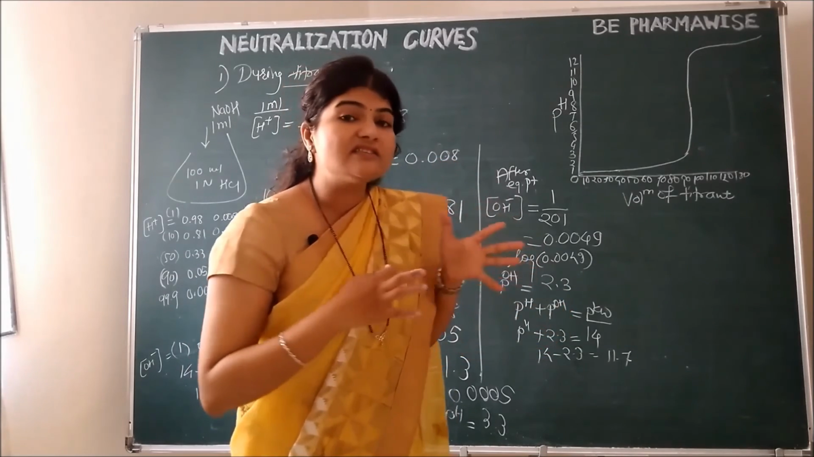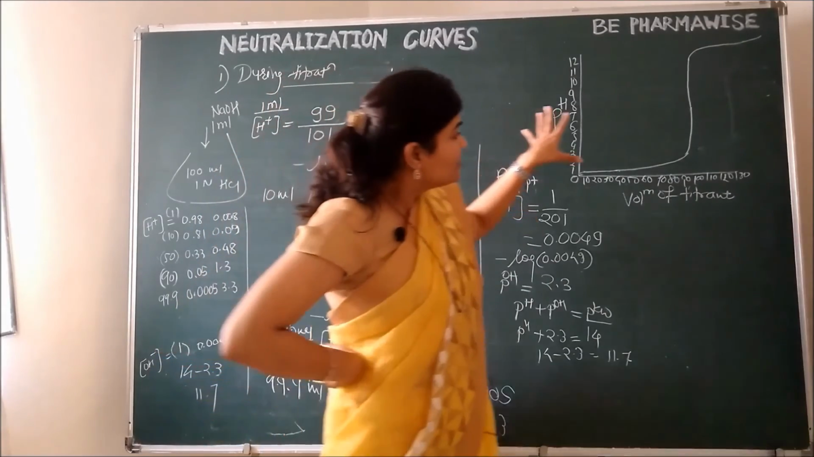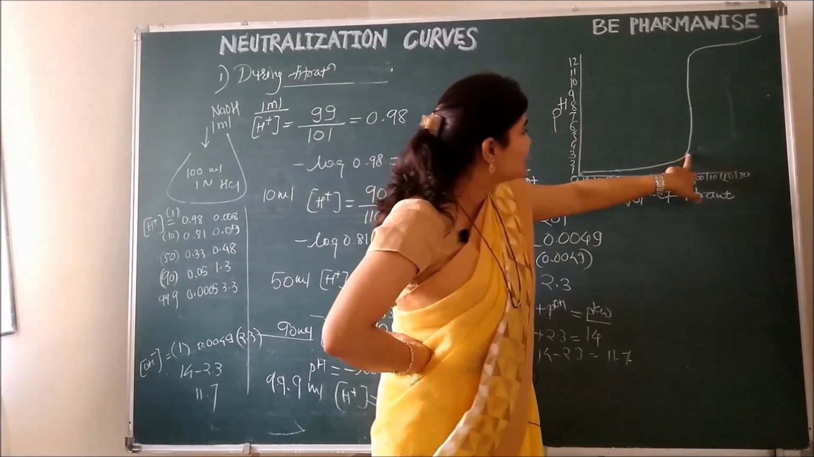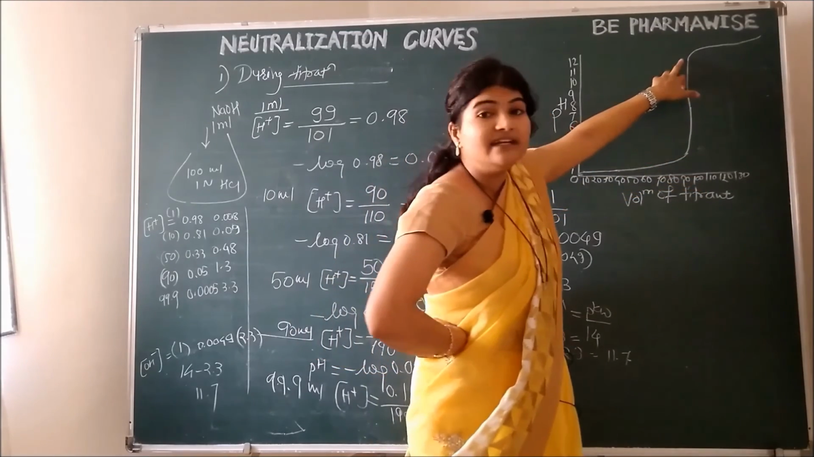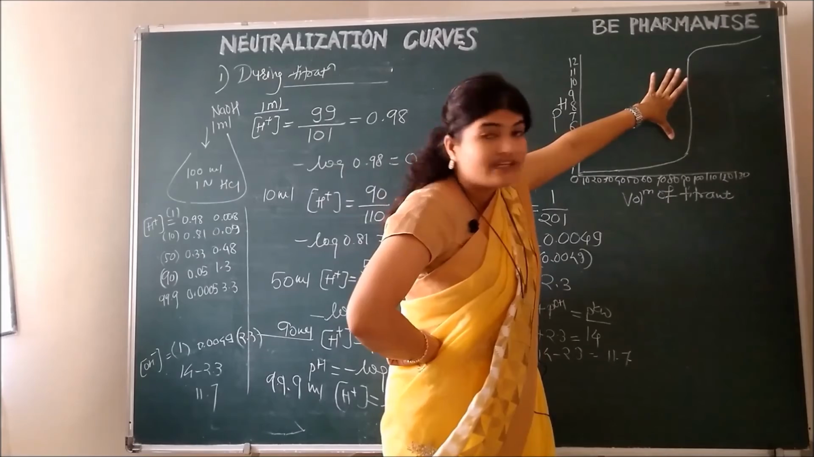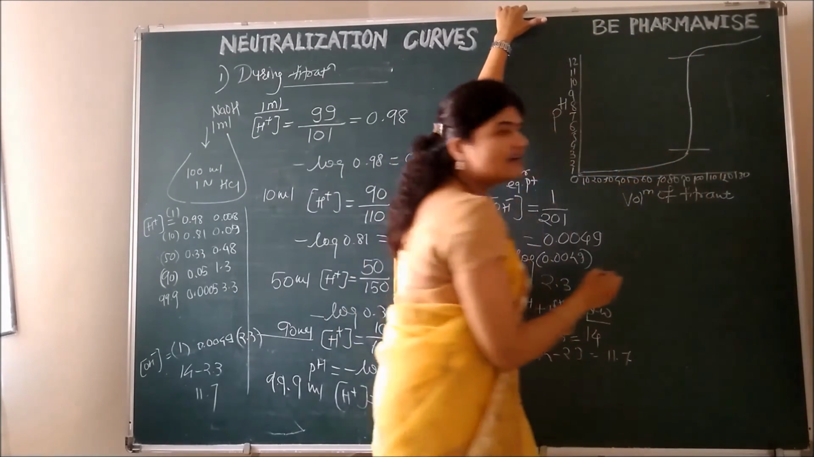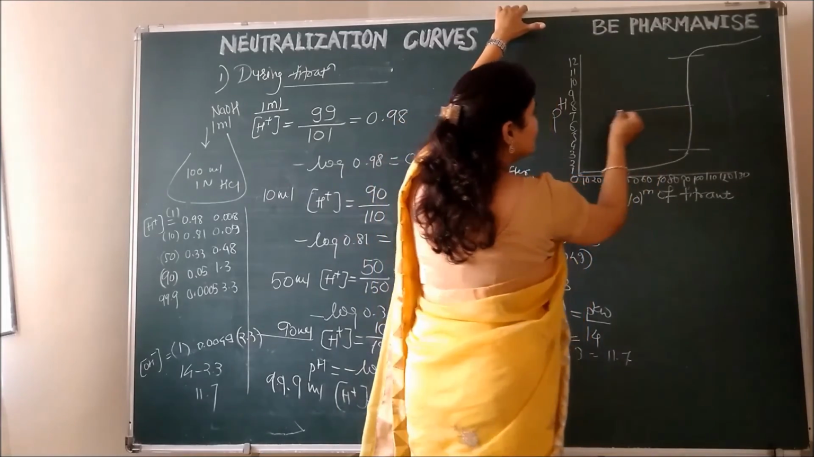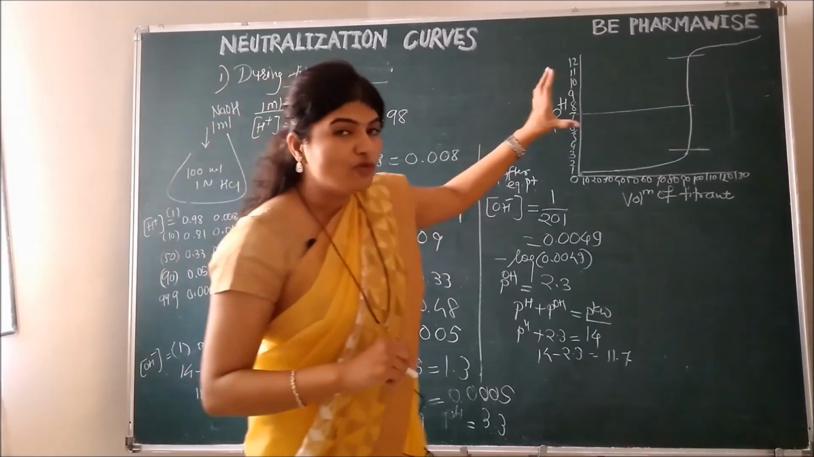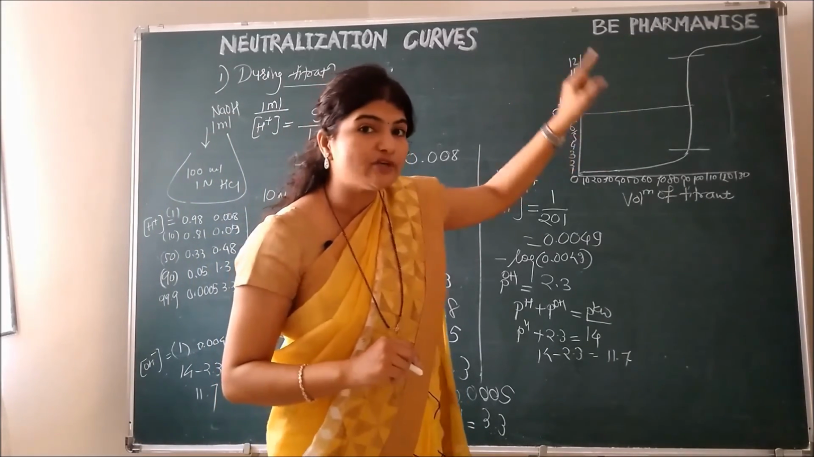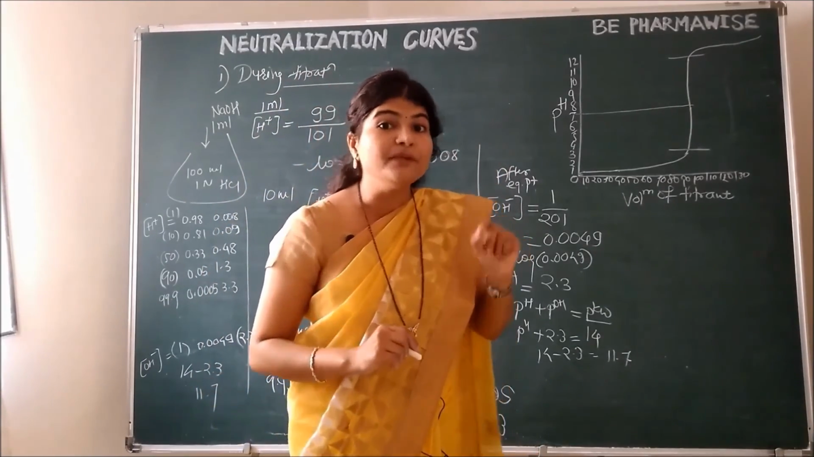Now, what is the significance of the neutralization curve? If you can see, the abrupt change has started from 3.3 and it went till 11.7. So if you take the middle point of this straight portion of the curve, it gives you the equivalence point of the reaction. So if you take the middle point of the straight portion of a neutralization curve, you will get the equivalence point pH.